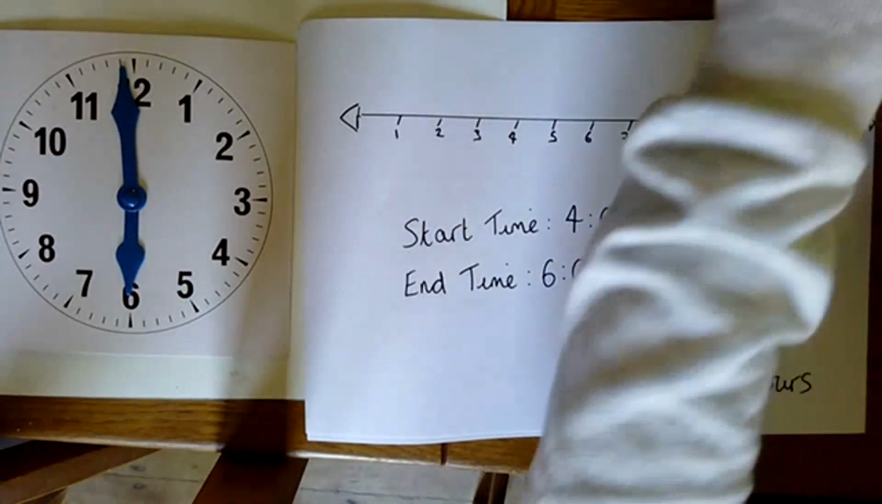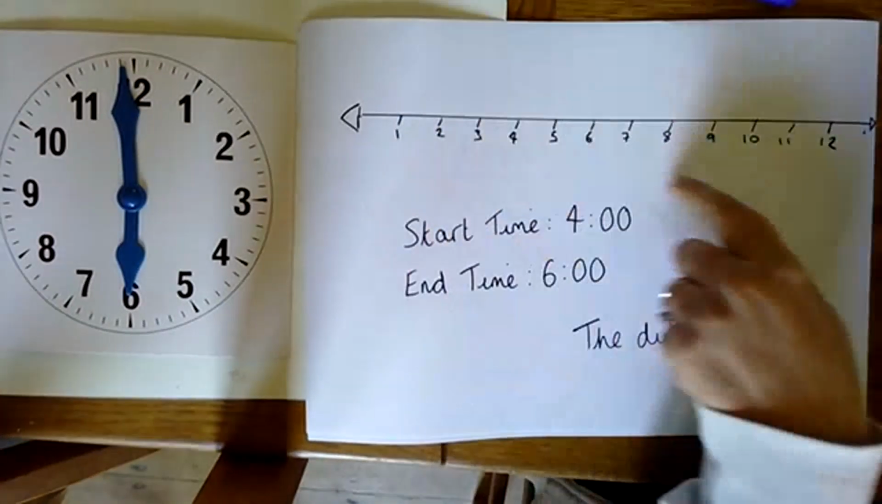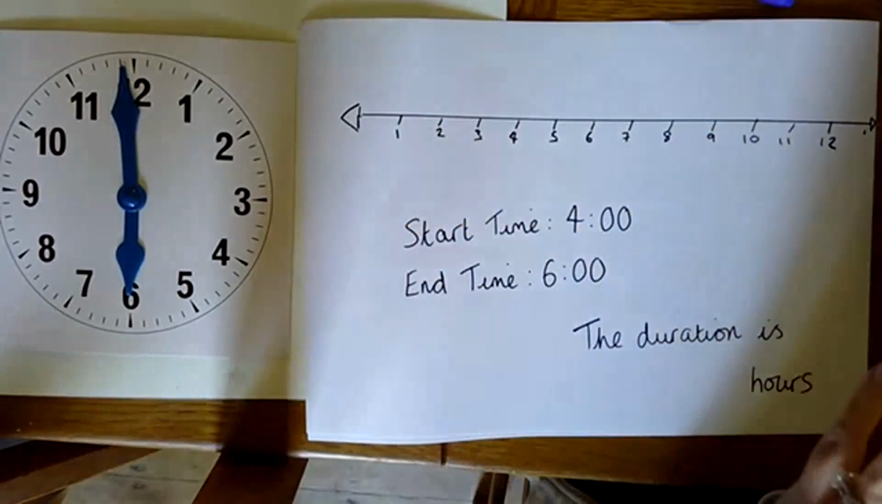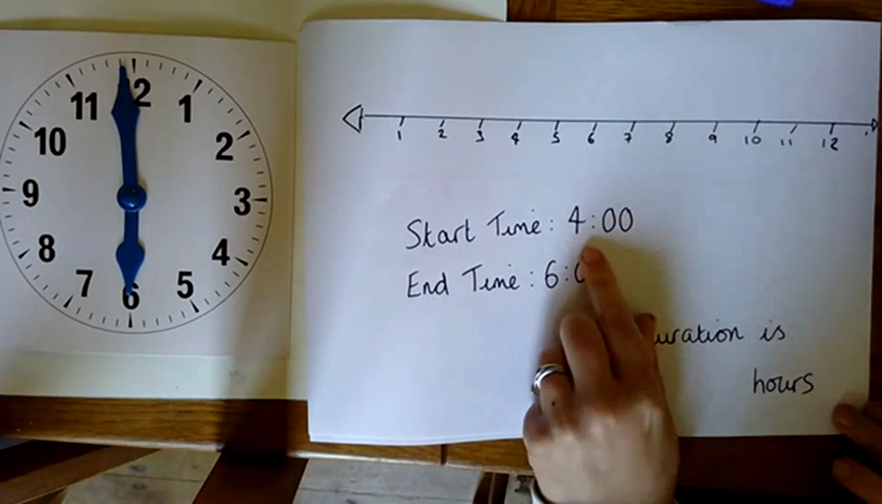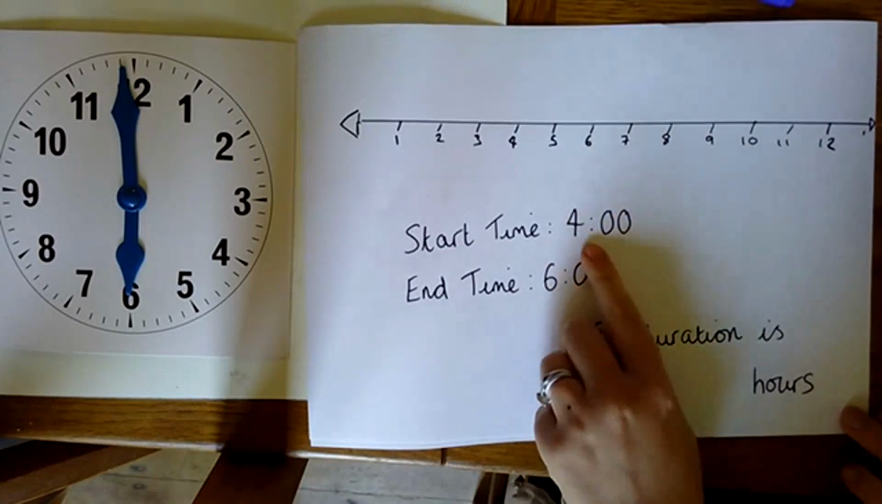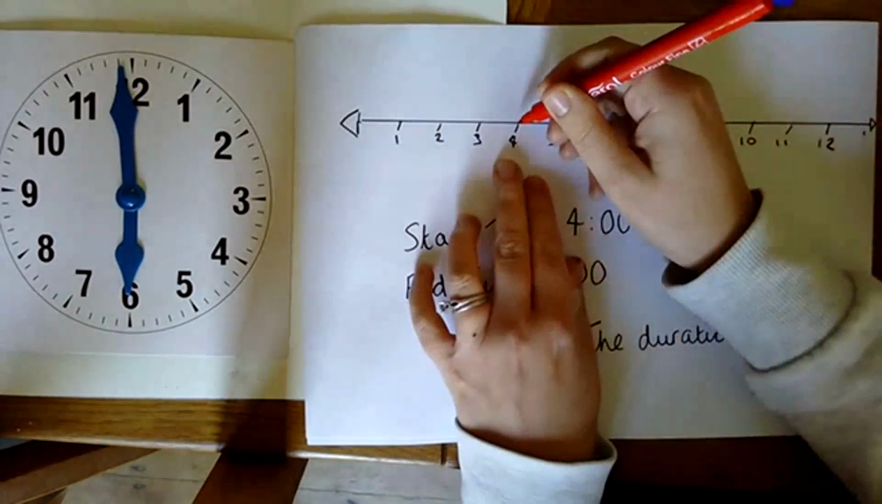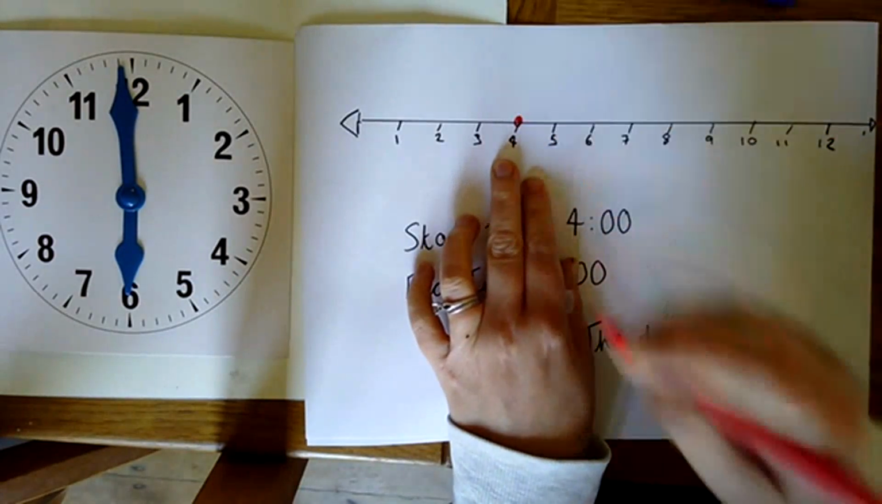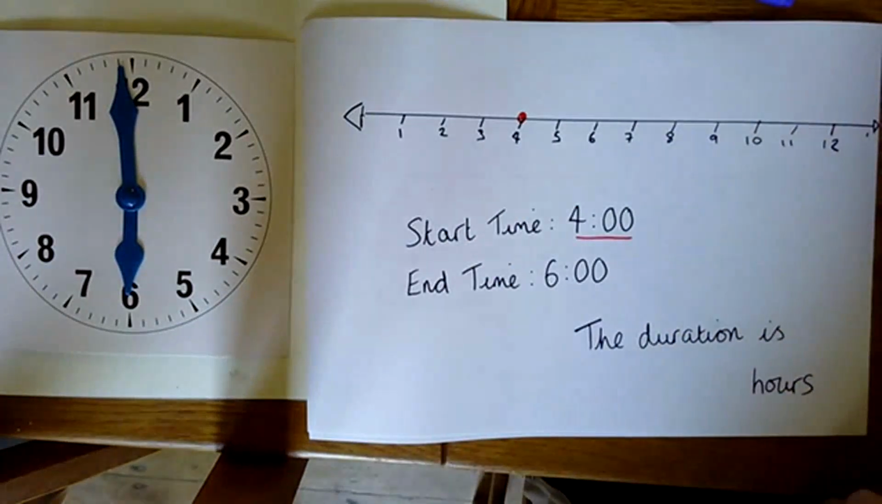What I'm going to suggest you do while we're practicing these, and also maybe for your independent task, is there's a number line on the task sheet and also on the screens. You might want to copy this or draw your own. So my first step is to mark my start time on my number line. My start time here is 4 o'clock. So I'm just going to put a little red dot, and underline that so I know it's my start time.